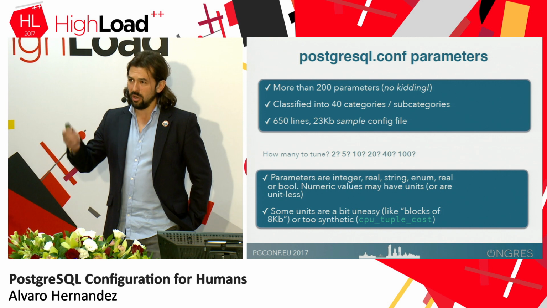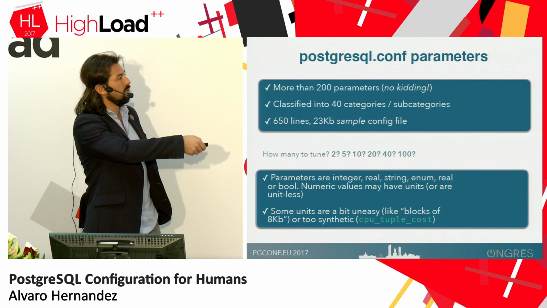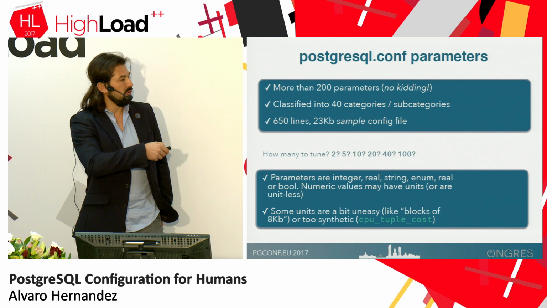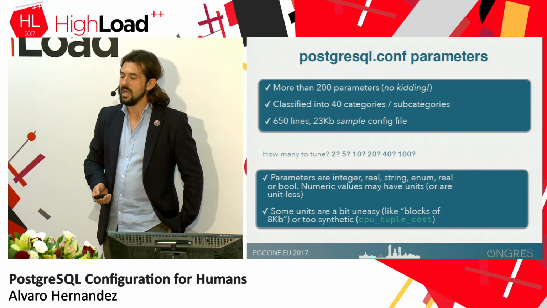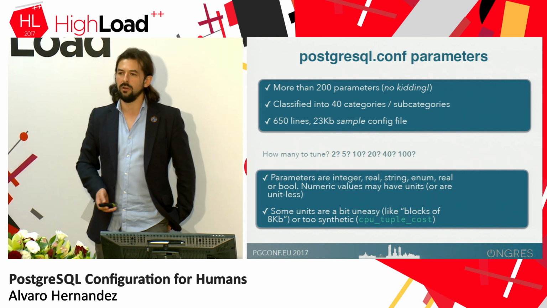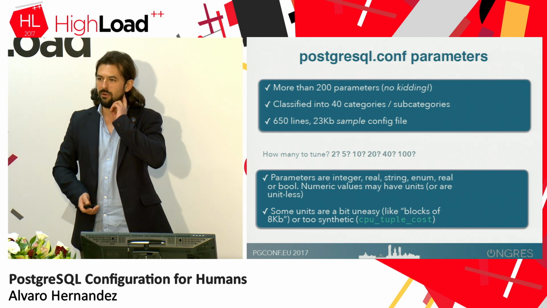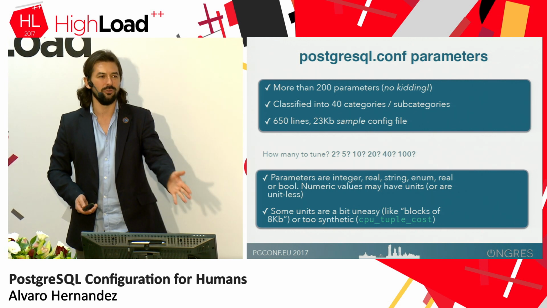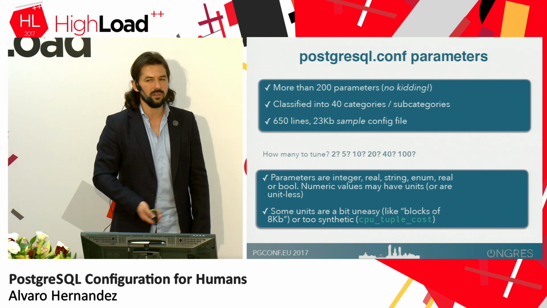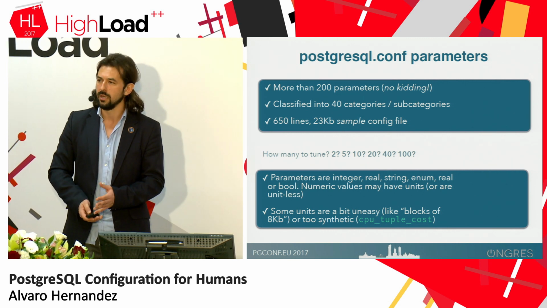So it's not only because of the number of parameters, but also the data types. The data types can be integer, real, string, enumerated values, booleans. Even worse, the numeric values may have units. And sometimes even the units are a little bit uneasy. Like, for example, units of 8K. So if you see 134 of that, you need to do the math. So it's not easy sometimes. Or there's a synthetic unit like CPU tuple cost, number 3. So what does it mean? So it's not trivial.